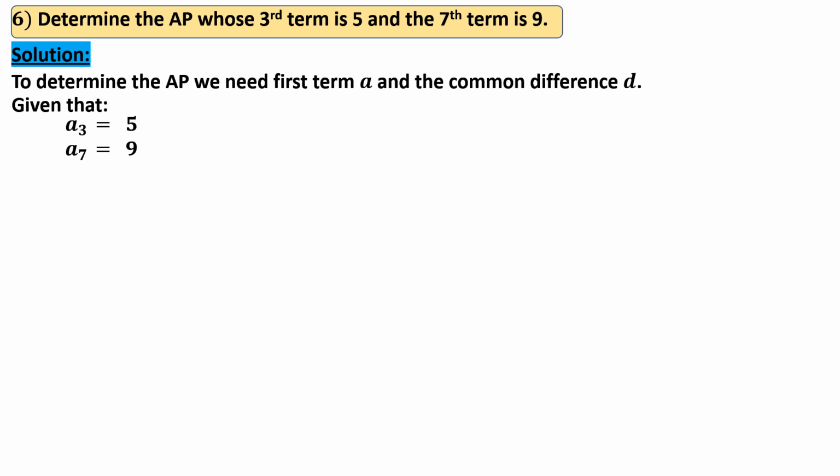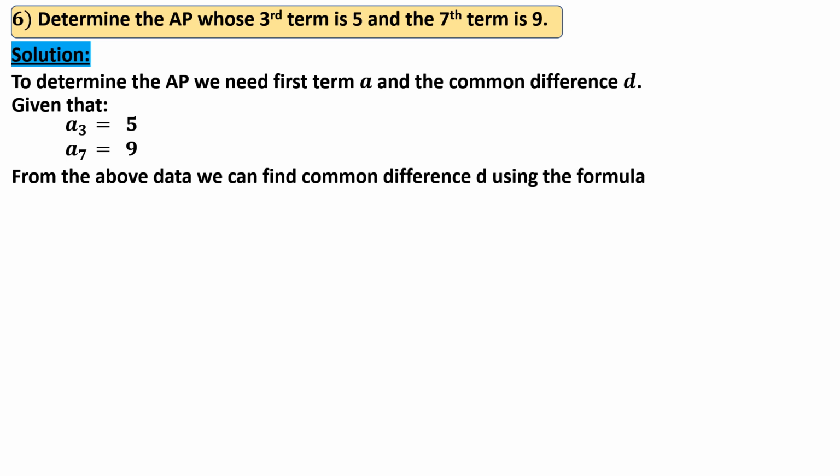Now, using these two values, you need to find A and D. In the textbook, they have framed two equations in two variables and then solved the equations to get A and D. But here, let us use the direct formula. From the above data, we can find the common difference D using the formula D equals (AM minus AN) divided by (M minus N).